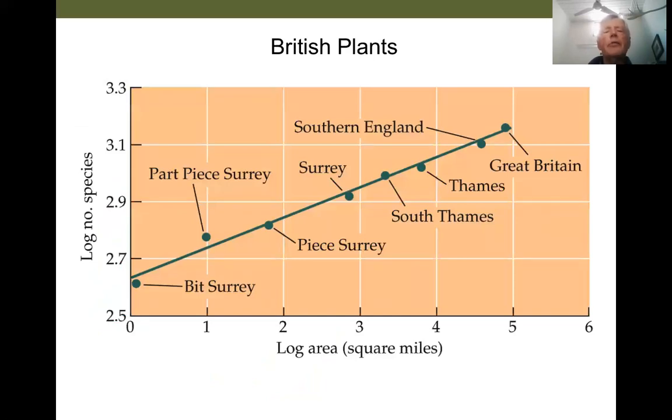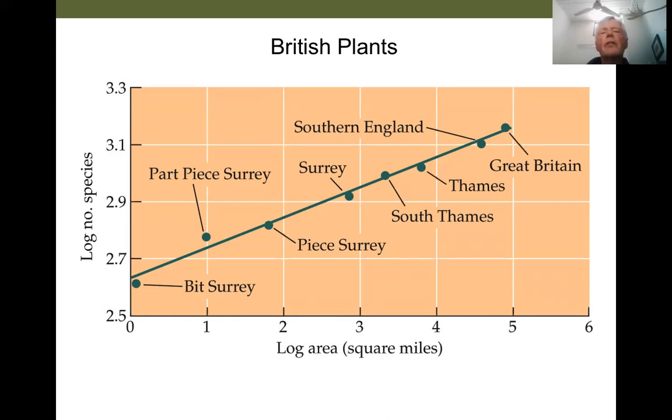So here is a species area relationship for British plants. This particular example actually came out of the ecology text that I used to teach from. For a very small area, the log area you can see here is quite small for this bit, Surrey, wherever that is. Some of you might know. And as you can see, as the area becomes larger and larger, all the way up to the whole of the British Isles, the log number of species goes up. And sure enough, it's a fairly good linear relationship.